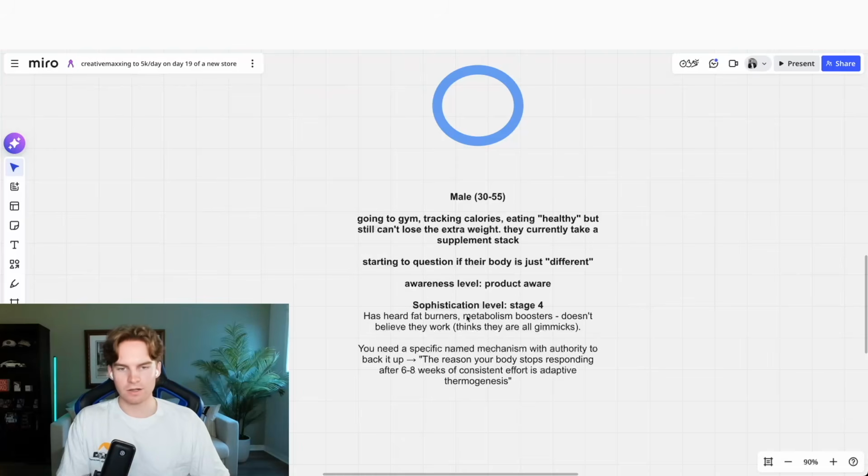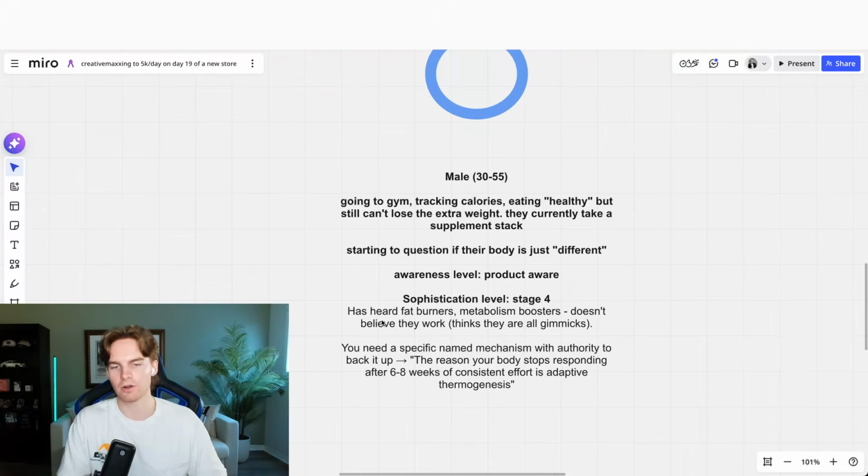But continuing on here, the stage of sophistication for an avatar like this that's already taking a supplement stack and doing all these things is probably stage 4. So they've probably heard of fat burners, metabolism boosters, but they just don't really believe that these things work. They potentially think that they're all gimmicks. So what you have to identify with an avatar like this is that they are naturally going to be quite skeptical. The reason for that is because they know quite a lot already about this industry, about the problems, about the solutions on the market.